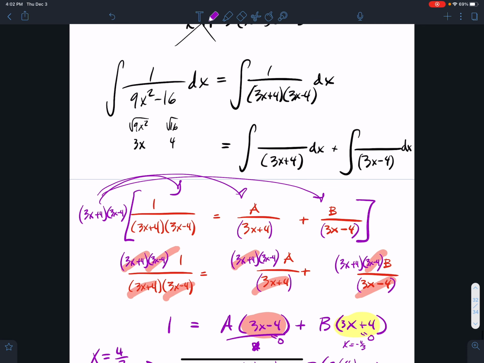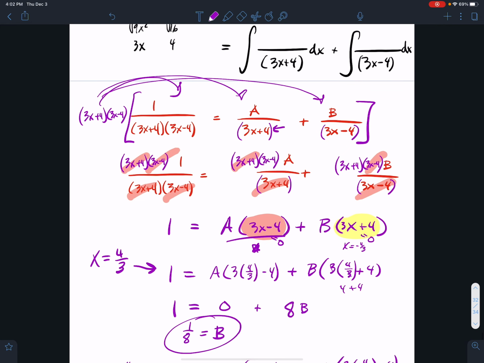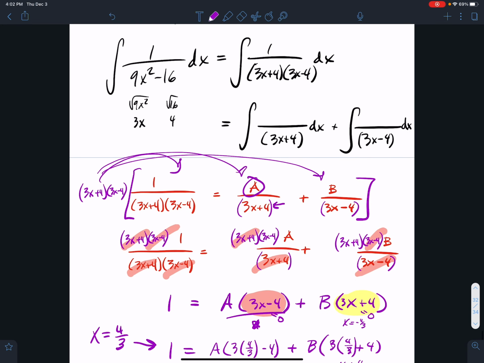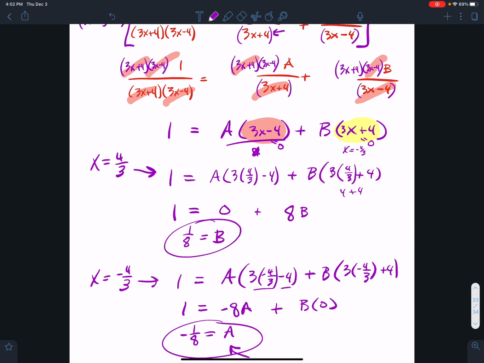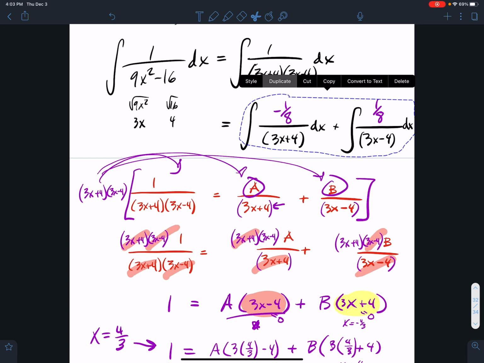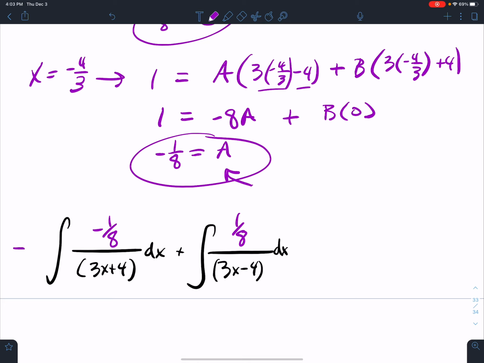So in my integral, the term that has the 3x plus 4 factor is my A term. A is negative 1/8. And then the B term is the one that has the 3x minus 4 factor, and that's positive 1/8. So I'm going to take this, copy it, and move it down. We're going to integrate this now that we've figured out what those coefficients are. The whole point of partial fractions is just so that we can get these two numbers. Once we get those two numbers, now we can start putting things together.